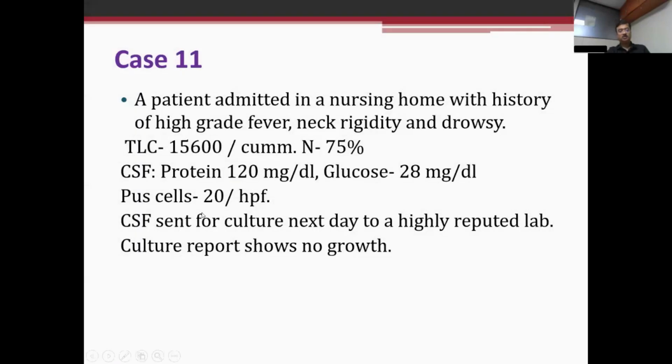Last one. A patient admitted in a nursing home with a history of high-grade fever, neck rigidity, and very drowsy. Total count is high, CSF protein very high, glucose low, pus cells plenty. But when the culture was sent to a highly reputed lab, the culture report showed no growth. How is it possible? There should have been some growth. It's a bacterial meningitis for sure.